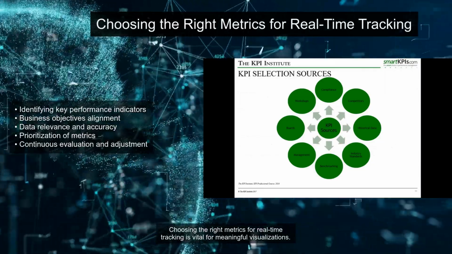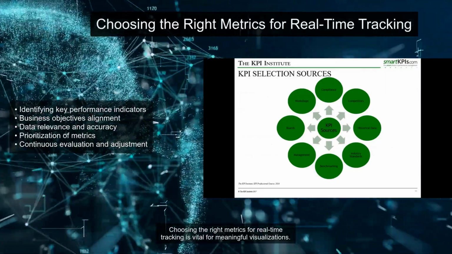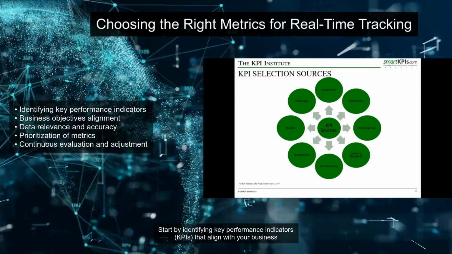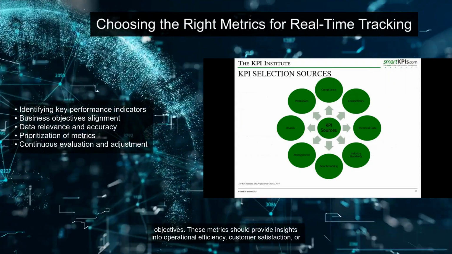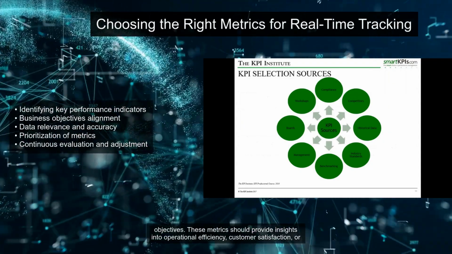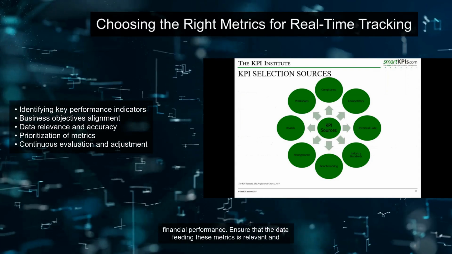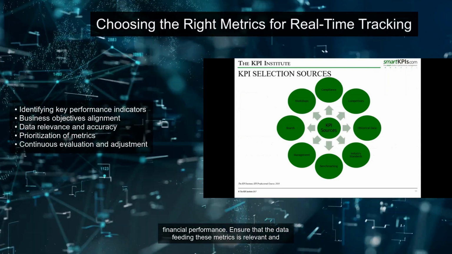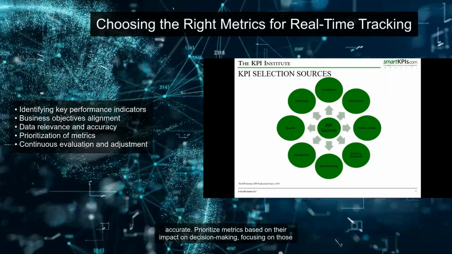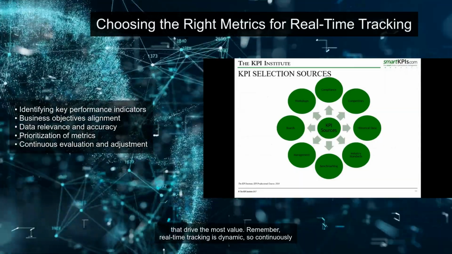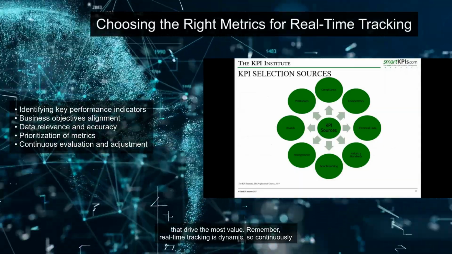Choosing the right metrics for real-time tracking is vital for meaningful visualizations. Start by identifying key performance indicators, KPIs, that align with your business objectives. These metrics should provide insights into operational efficiency, customer satisfaction, or financial performance. Ensure that the data feeding these metrics is relevant and accurate. Prioritize metrics based on their impact on decision-making, focusing on those that drive the most value.